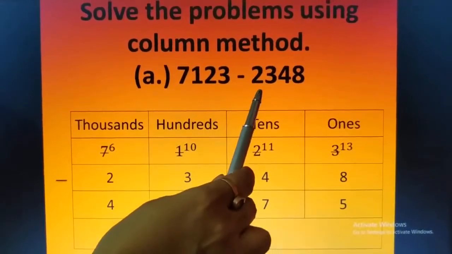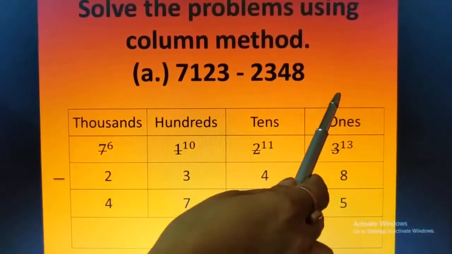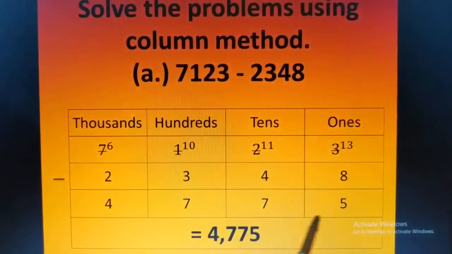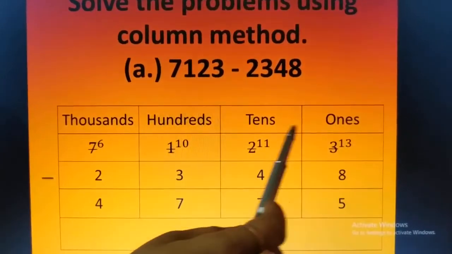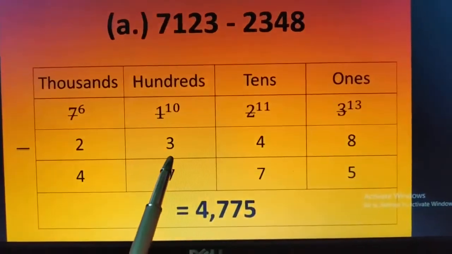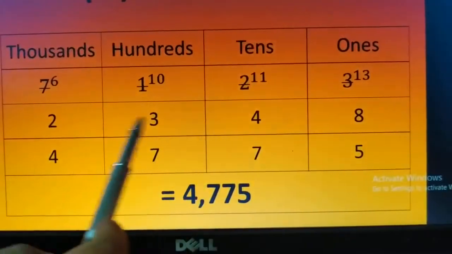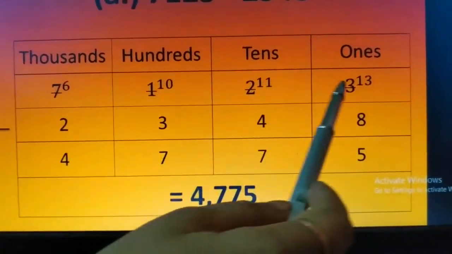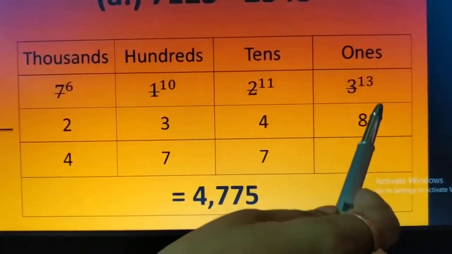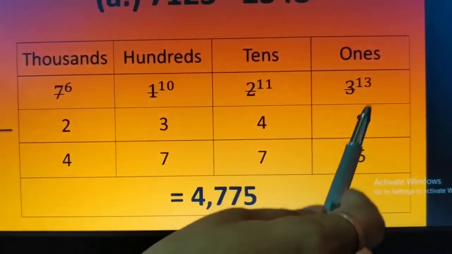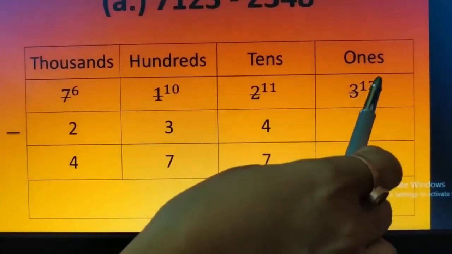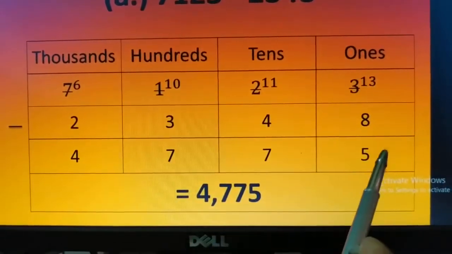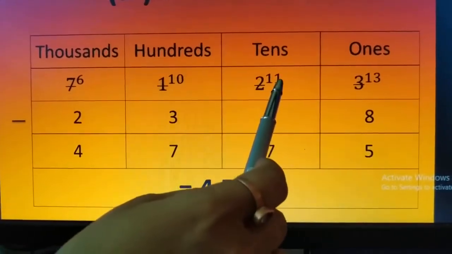Now solve the problem using the column method. 7123 minus 2348. Now we will arrange using the columns thousands, hundreds, tens and ones, and according to place value we will write this. So we will start from the ones place. We can't subtract 8 from 3. So we will borrow from the tens place. So there will be 13. 13 minus 8 is equal to 5, and there is 1.